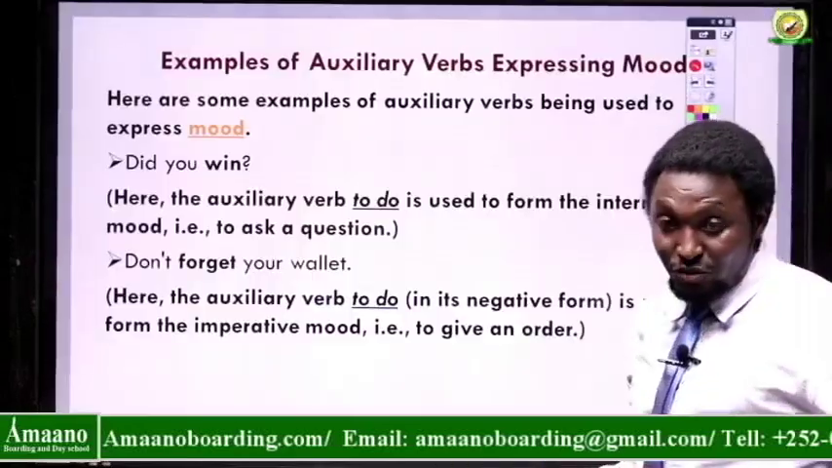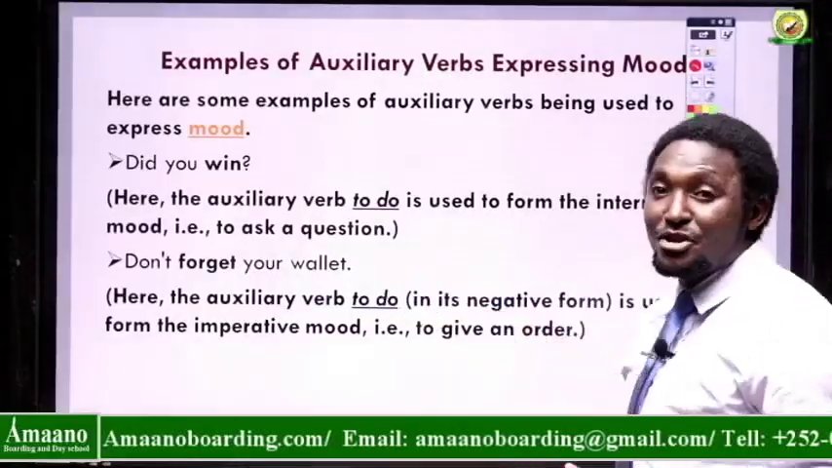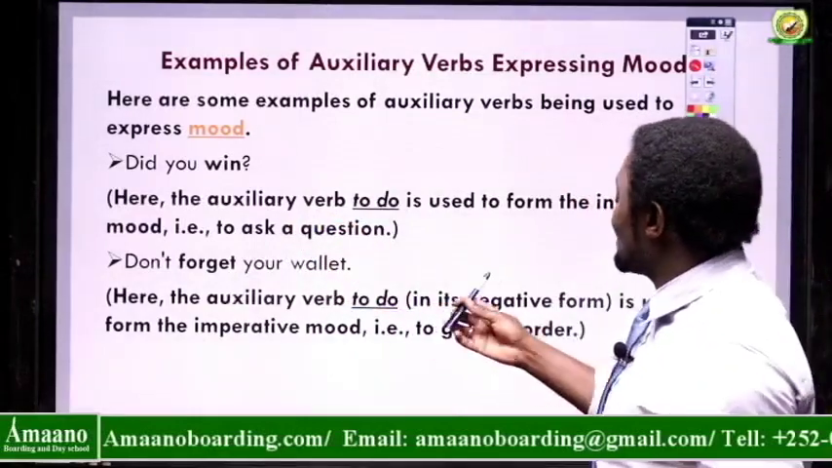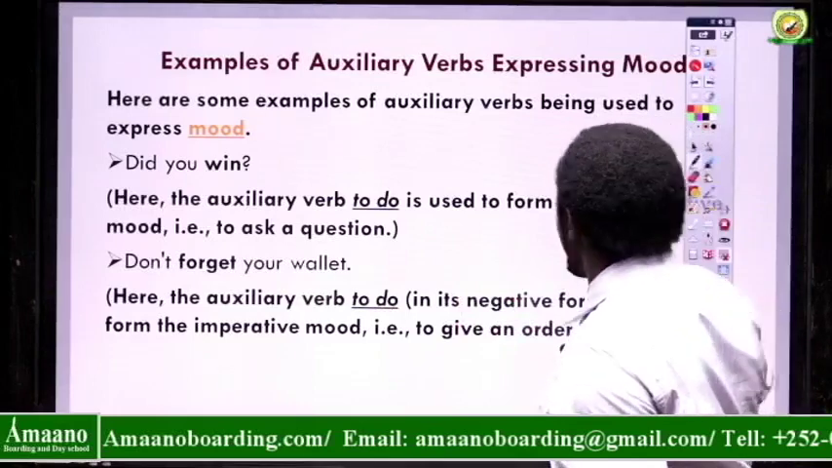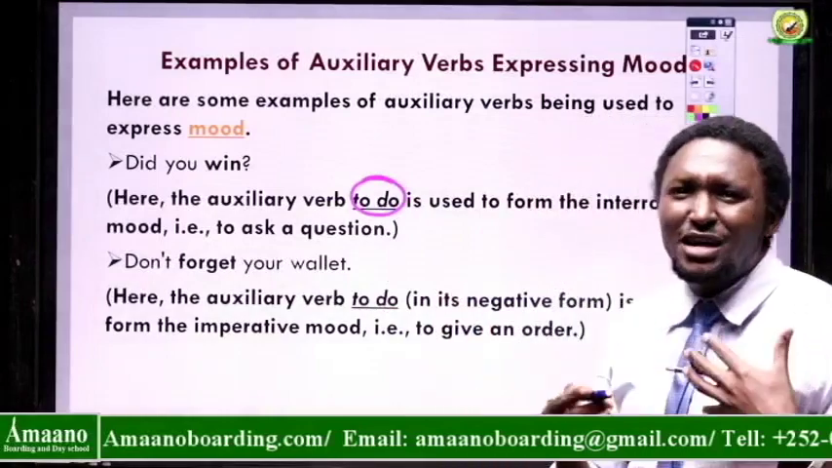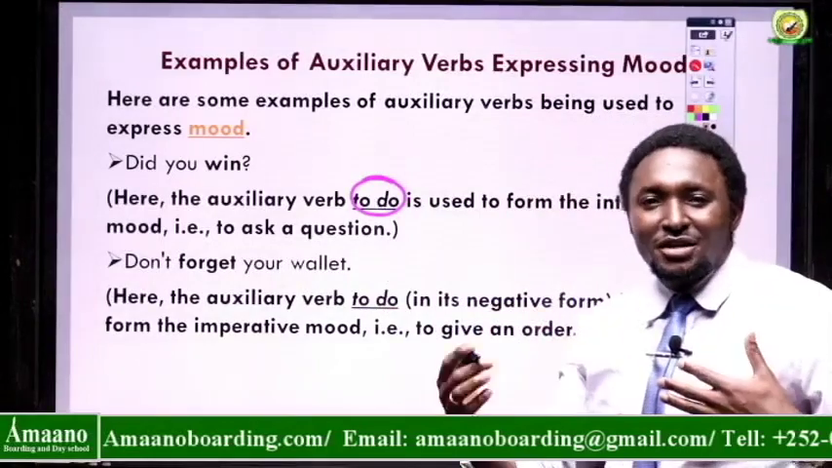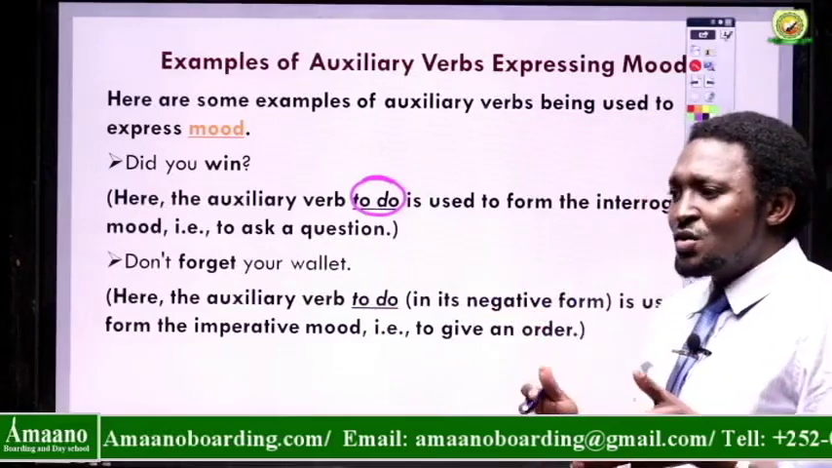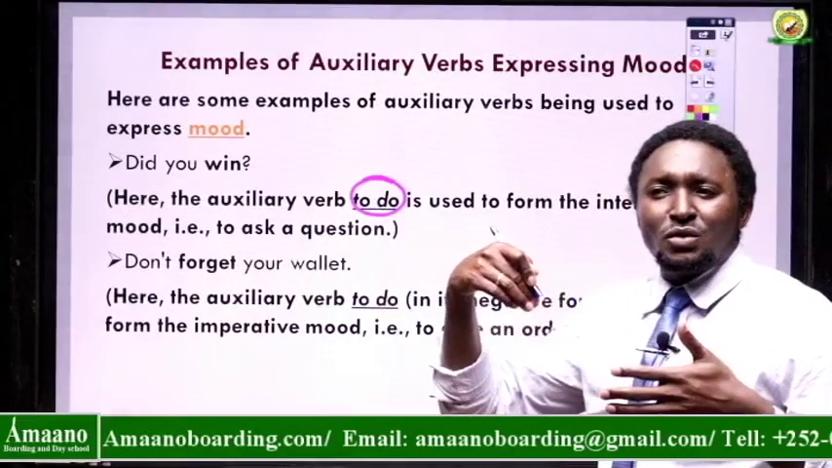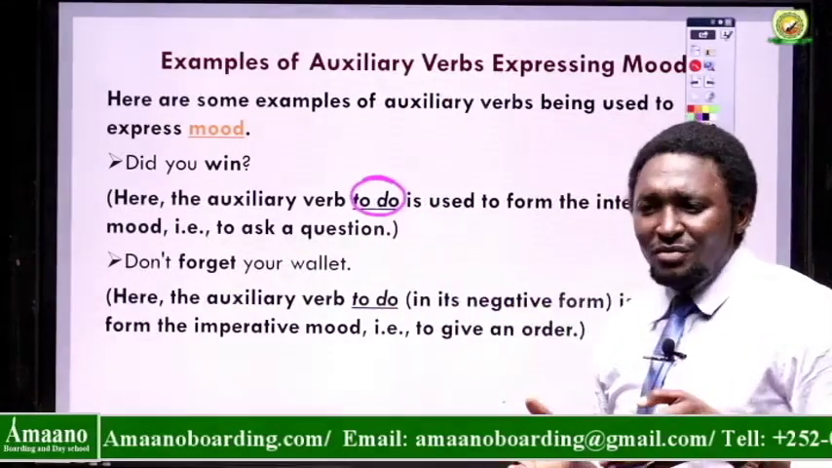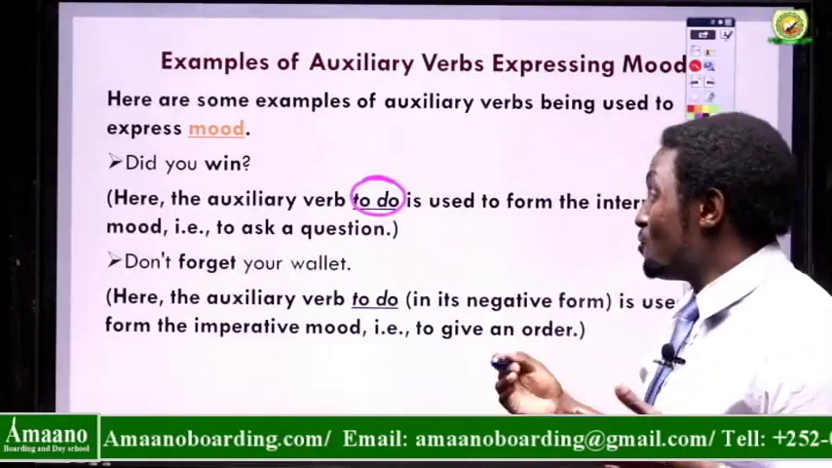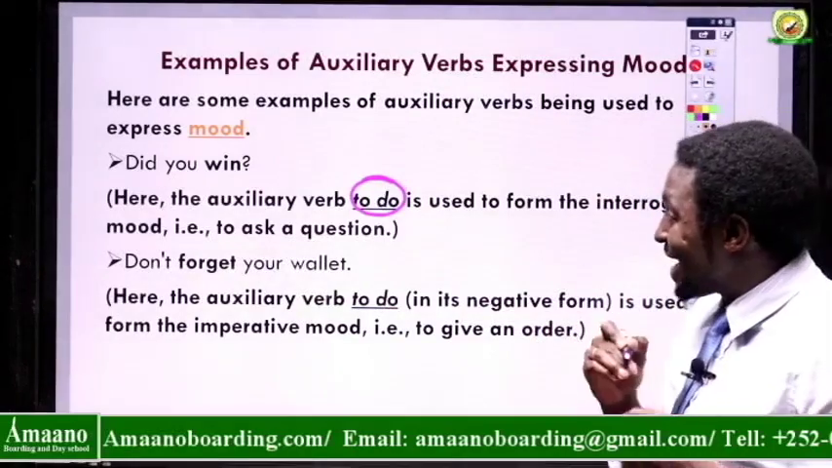Now, the next auxiliary verb that we're going to learn is the one that expresses mood. For example, look at this. Did you win? Here, the auxiliary verb that is used is the verb to do, and it is used to express interrogative mood. Interrogative mood, asking questions. Did you win? Did you see him knock the door? Did you see him jump the wall? Did you talk to him when you met? You see, those are interrogative questions asked by detectives. The mood is interrogative, meaning asking questions.